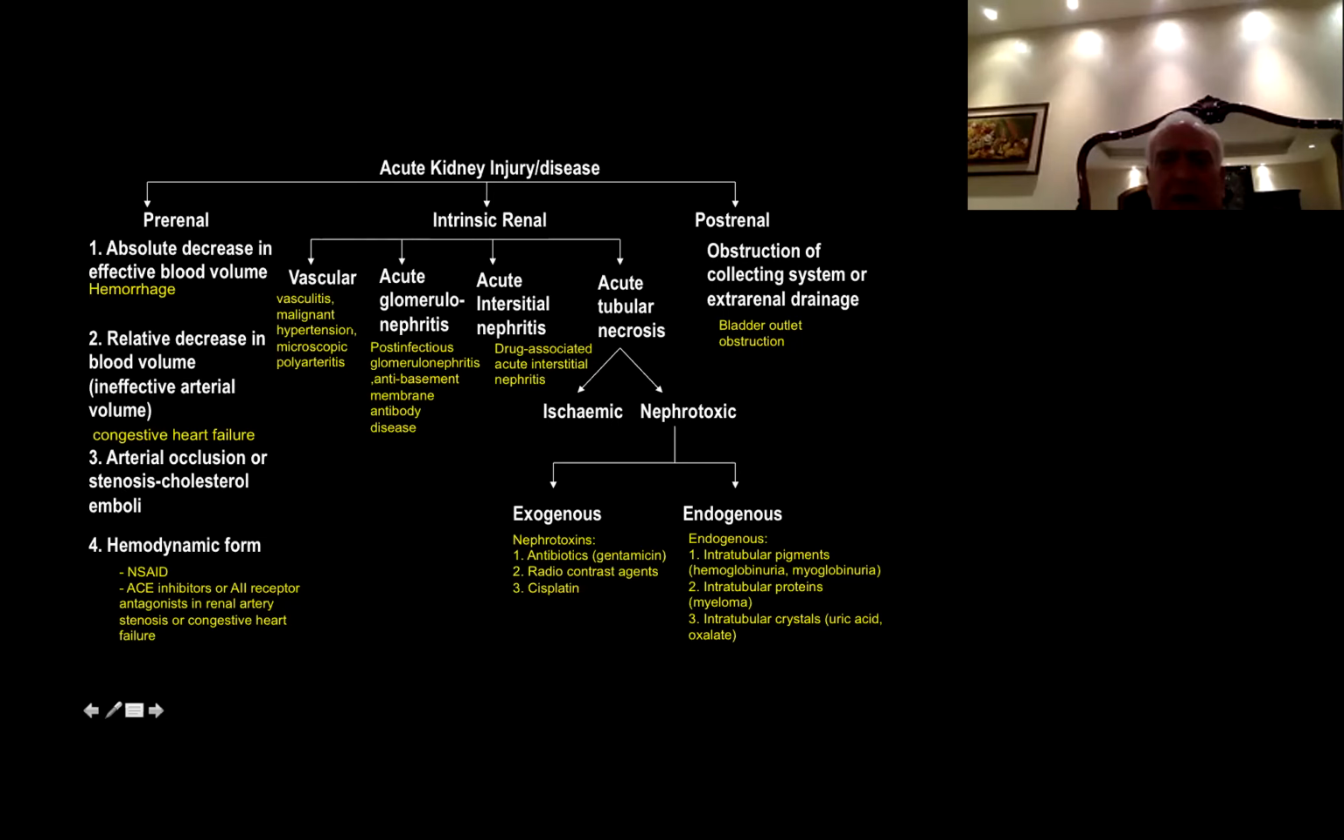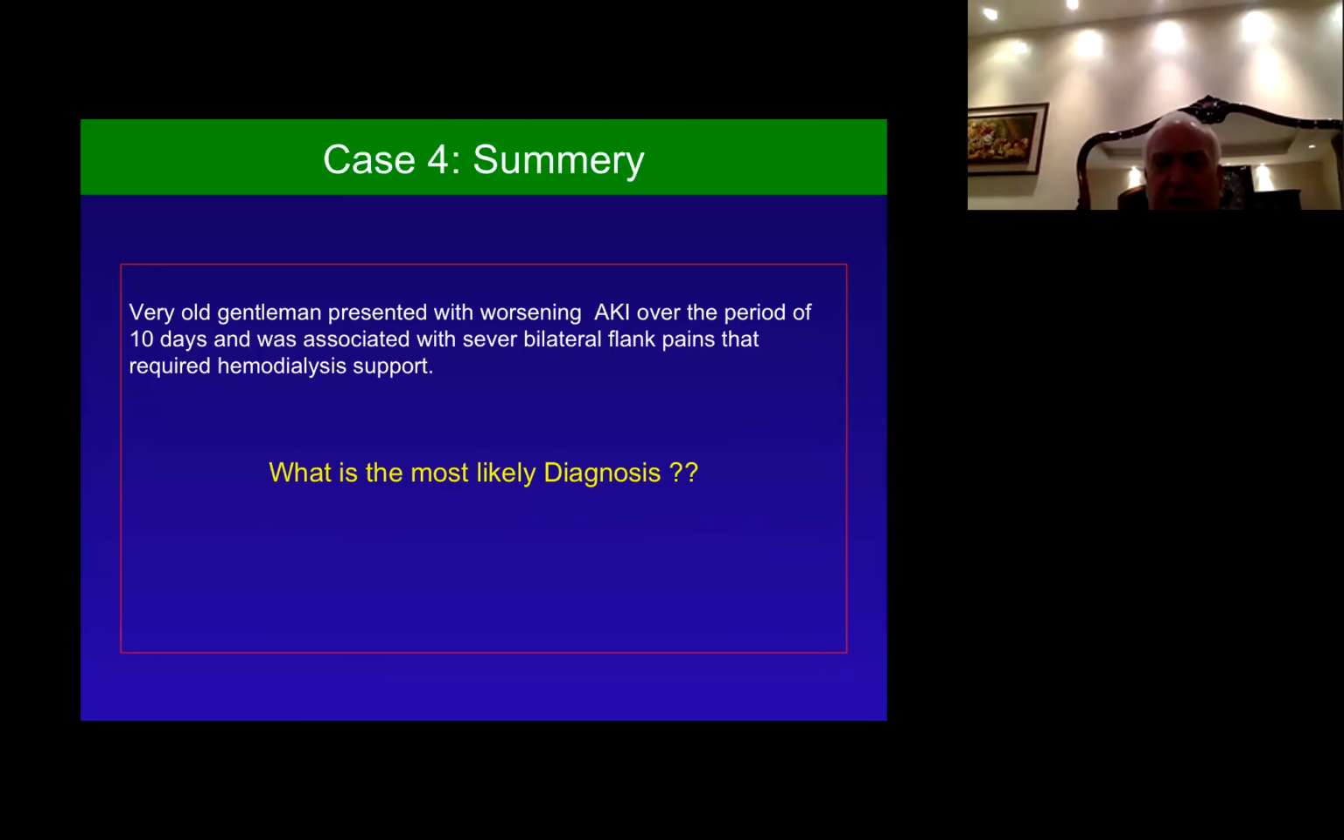And as you come here, the vascular component, vasculitis, GN, and interstitial nephritis, acute tubular necrosis, whether ischemic or nephrotoxic. Nephrotoxic will be endogenous or exogenous. We're not going to go through this. But basically, that's the list of things you have to think about.